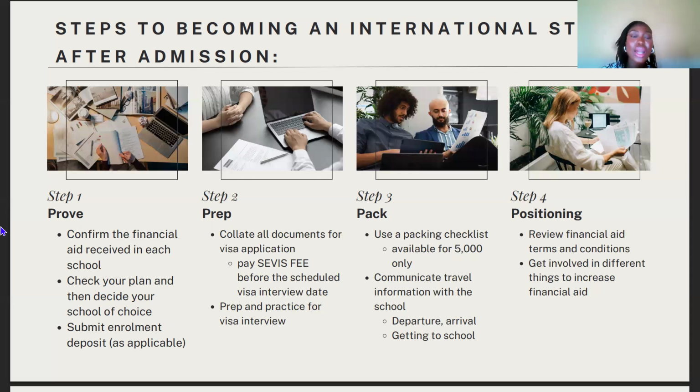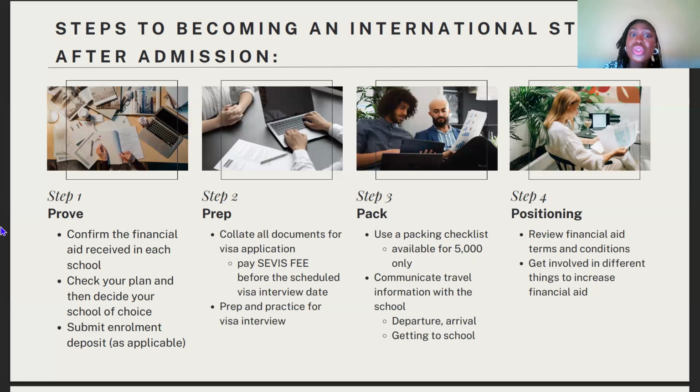So now check your plan, decide your school of choice, submit your enrollment deposit. Not every school is going to have an enrollment deposit, but if a school has an enrollment deposit, it should be between $50 to $1,000 or even $2,000. Now you have to pay this to be able to get to step two. Don't pay an enrollment deposit to all the schools you have gotten accepted to. Only to the school you want to go to. Think of it as an acceptance fee that you pay in Nigeria. You only pay an acceptance fee to the school that has accepted you and that you want to go to.